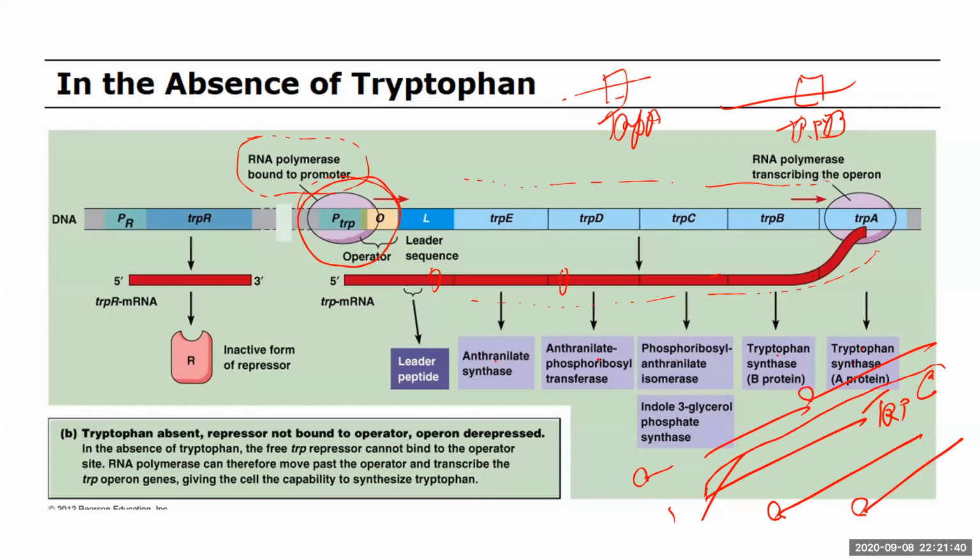So this is the reason why during evolution it evolved such that in eukaryotes you have individual control over genes of the same pathway, while in prokaryotes it is a collective control over genes of the same pathway.